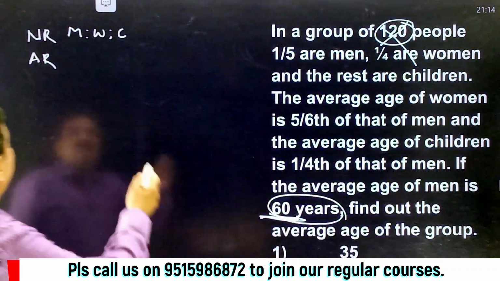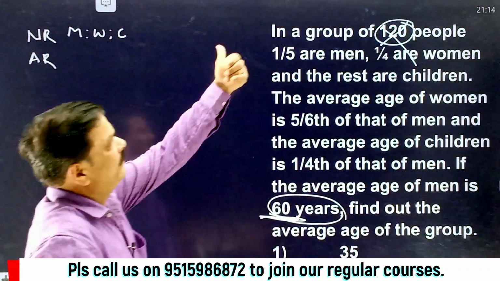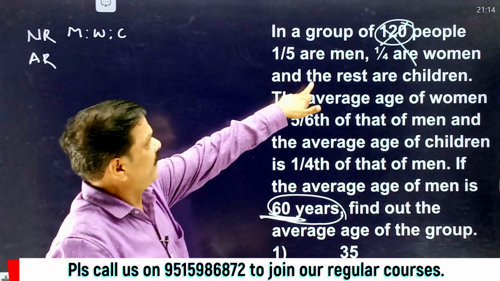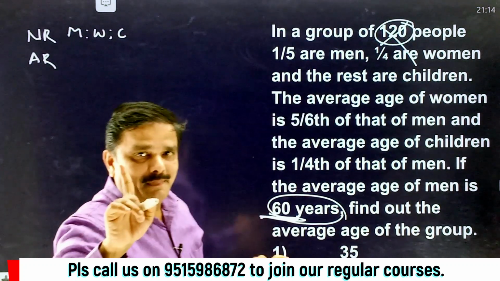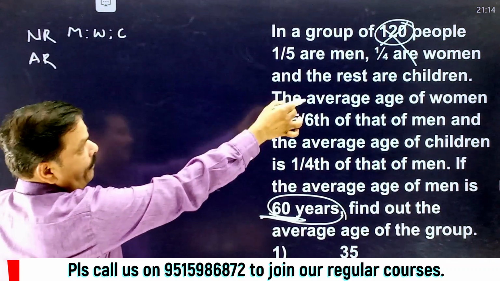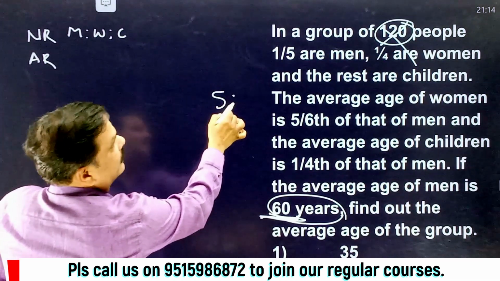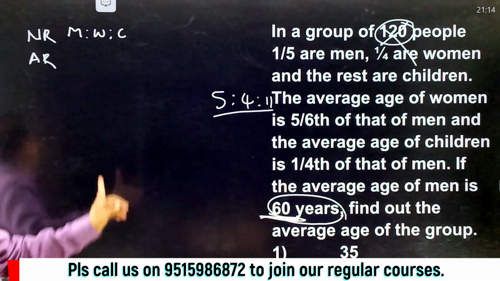Now first, you take the men, women, and children ratio. You can do it very easily, even without 120. 1 by 5 are men, 1 by 4 are women, the rest are children. How would you do this one? In the basic classes I told you, easily you can find the ratio of men, women, and children as 5:4:11, that is, 20 minus 9 means 11, that's all.